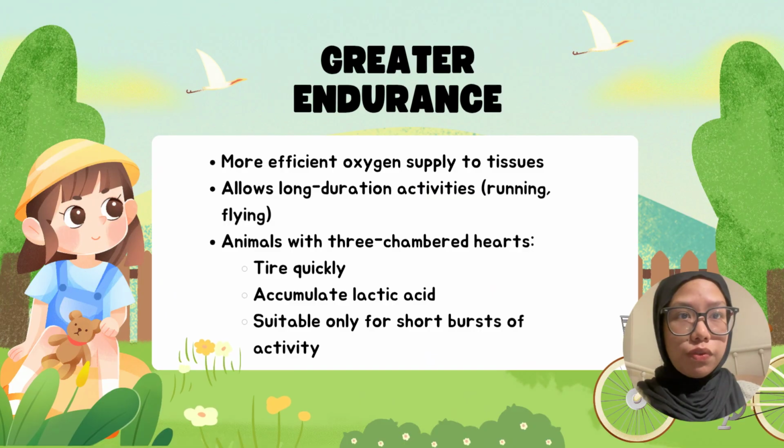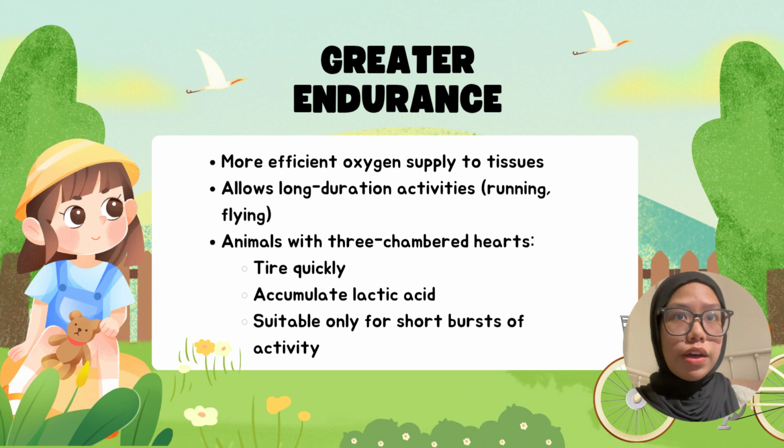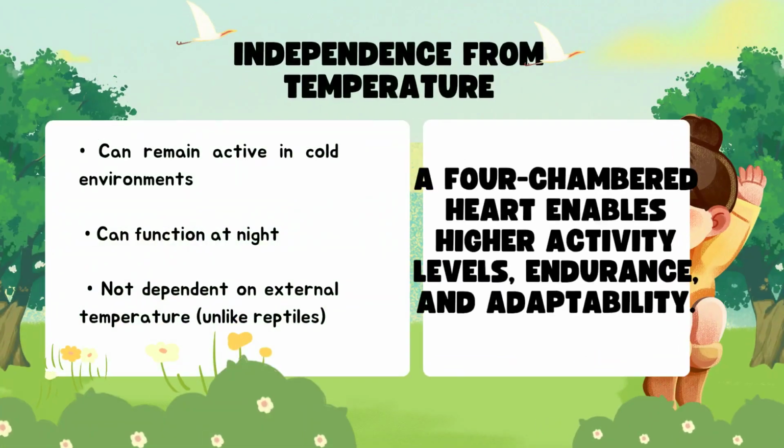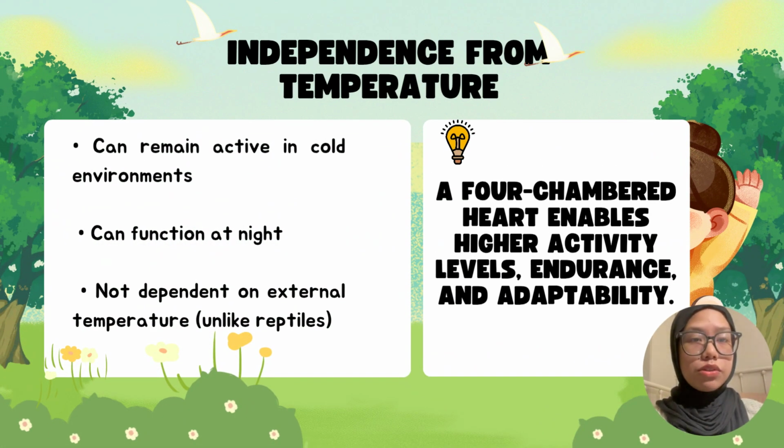Secondly, animals with a four-chambered heart have greater endurance. Because oxygen delivery is more efficient, these animals can run or fly for long periods without getting tired easily. In contrast, animals with three-chambered hearts can only perform short bursts of activity and fatigue quickly due to lactic acid buildup.